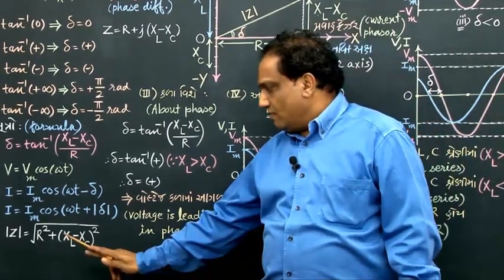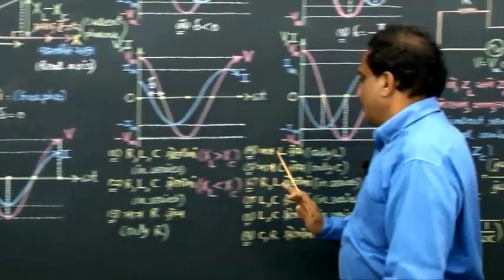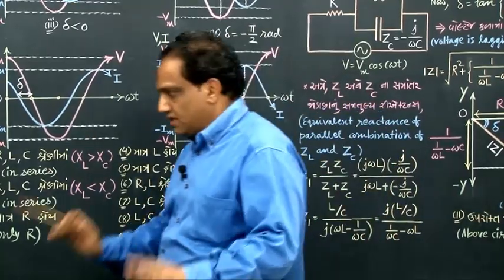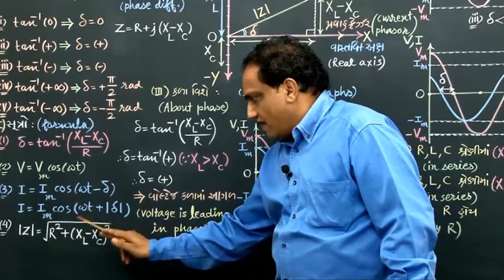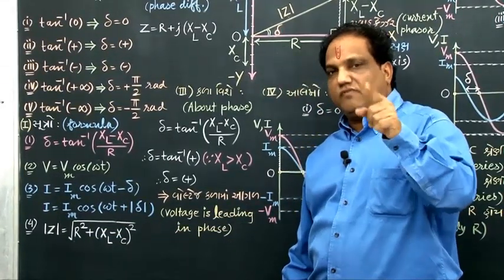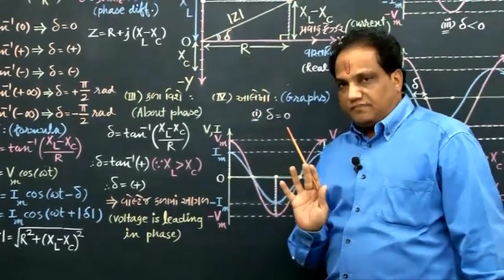Fine. What about the change here? You are talking about circuit number 6, in which R and L are in series, meaning the capacitor is not there. So X is 0. So under root of R square plus XL square, but XL is omega L, its square will be omega square L square. What about the phase diagram?